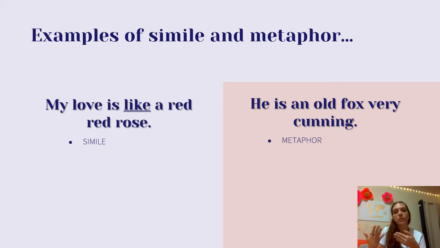Look at the next one in the pink box. He is an old fox, very cunning. Okay, so now the author is comparing a person with a fox that's very cunning. Cunning is like tricky, like it's trying to get you into a trap, okay? Already paints a really big picture because even Pichingos use foxes as somebody that's sneaky and going to deceive, right? And now this author is describing a person like that, and you can already see what kind of personality that person has from this metaphor.